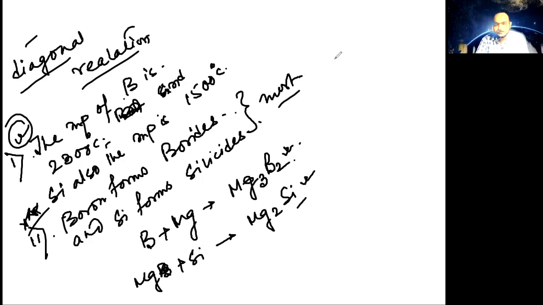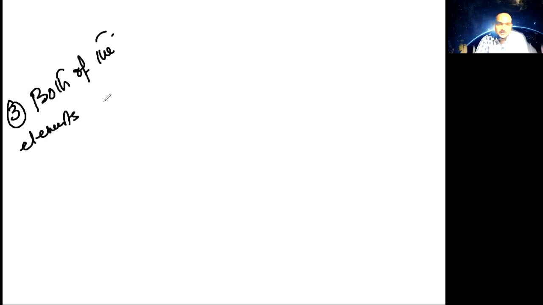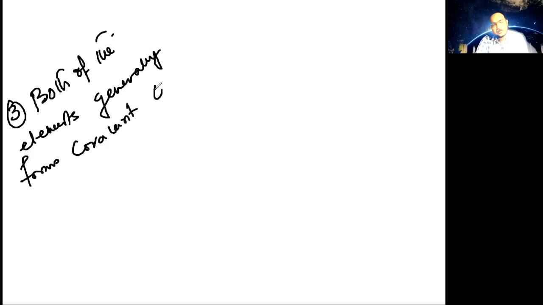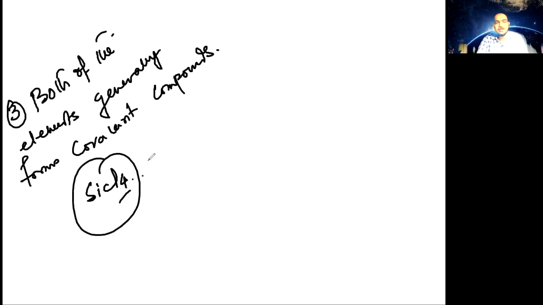Now the next one. Number three, both of the elements generally form covalent compounds. Now you can see in case of SiCl4, this one is a covalent compound. Actually, there's a note here about CCl4. This is important for your school exams also.